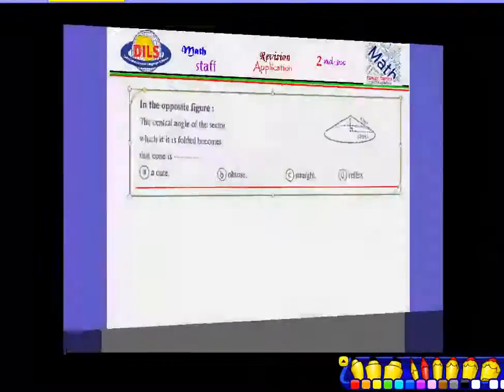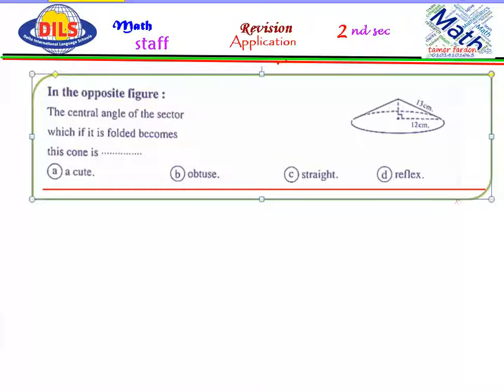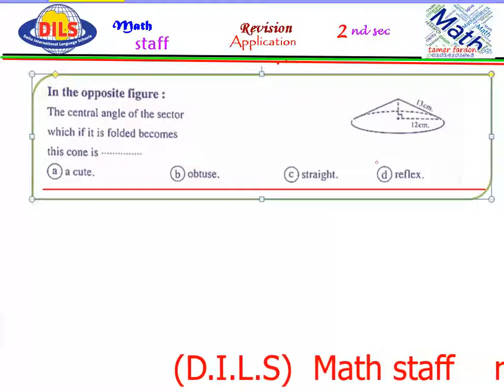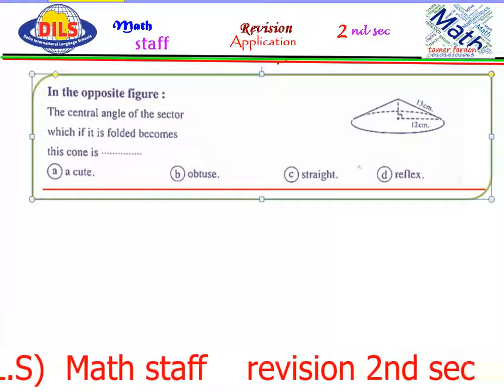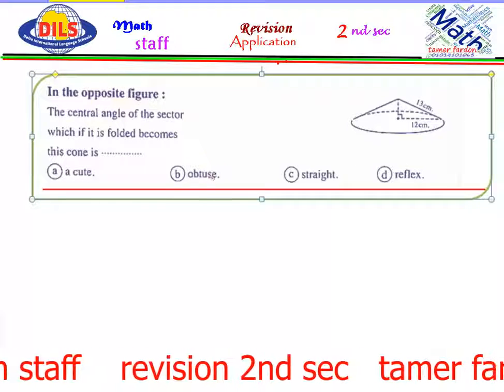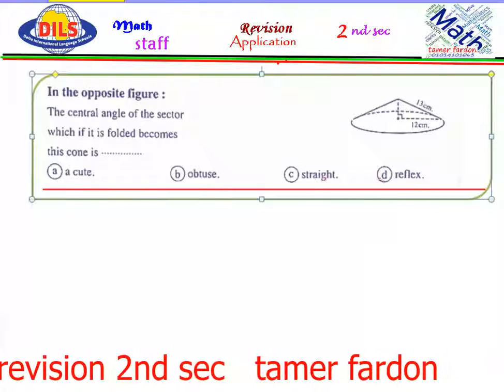The next: in the opposite figure, the central angle of the sector, which if it's folded becomes this cone, is acute, obtuse, straight, reflex.